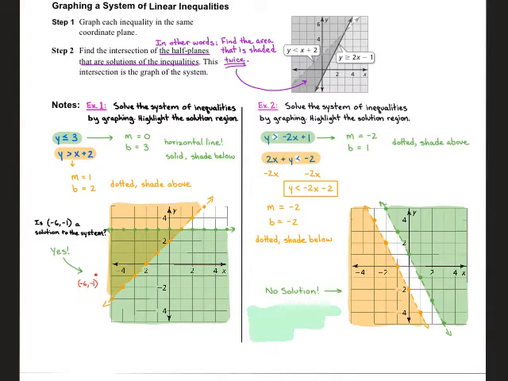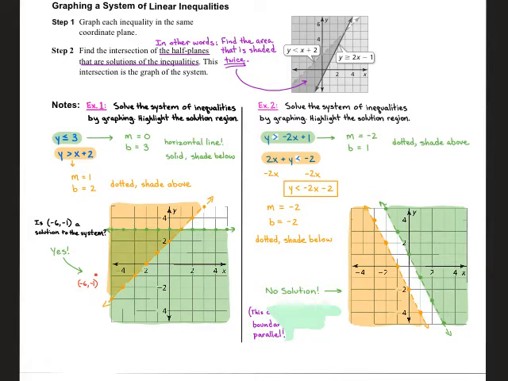Let me get my pointer out here. You're going to have an area in the middle here where there's no solution. These points are solutions to neither inequality. Over here, these are just solutions to the green inequality. Over here, these are just solutions to the orange inequality. There's no point that is a solution to both. So the answer here is there is no solution.